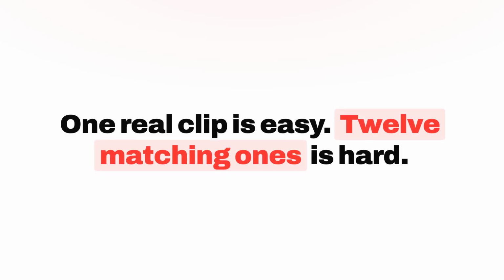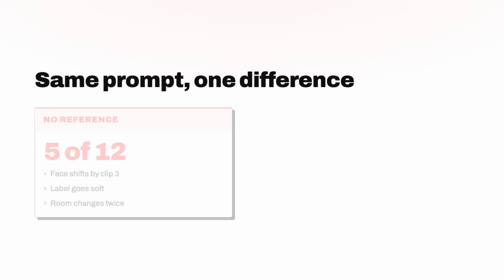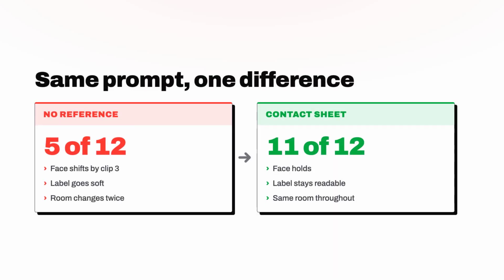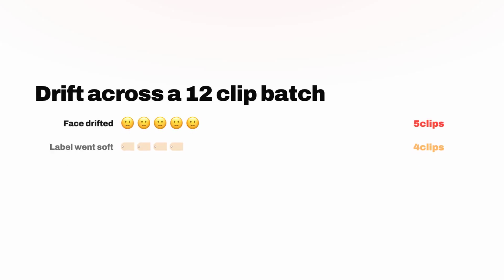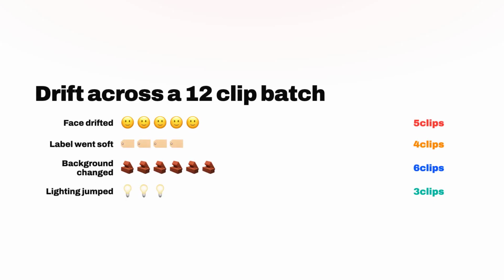Round 3, and this is the one I actually think matters most, and almost nobody talks about it. Making one clip that looks real is a solved problem. Making 12 that look like the same person, same room, same product, that's where it all falls over. Left is what I got with no reference, right is with one, same prompt otherwise, and the difference isn't subtle at all. Across a 12-clip batch with no reference, this is how many clips had the face drift, the label go soft, or the room quietly change on me.